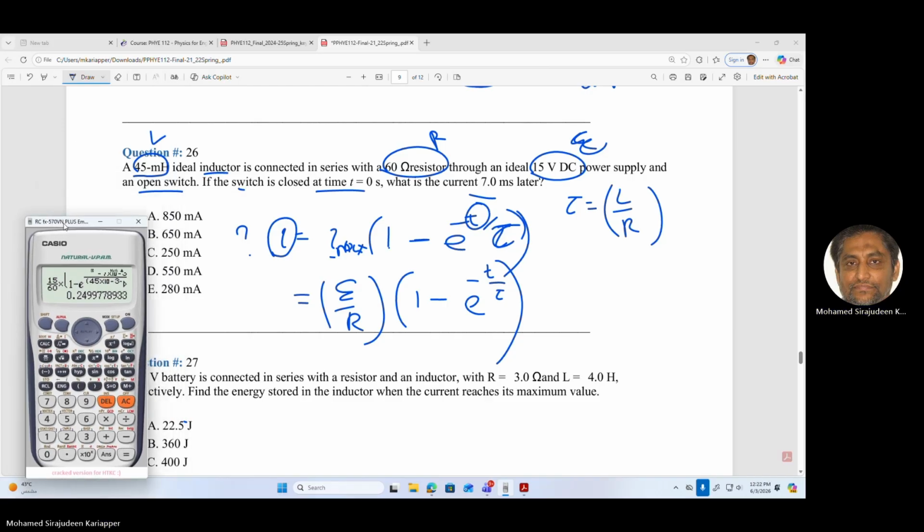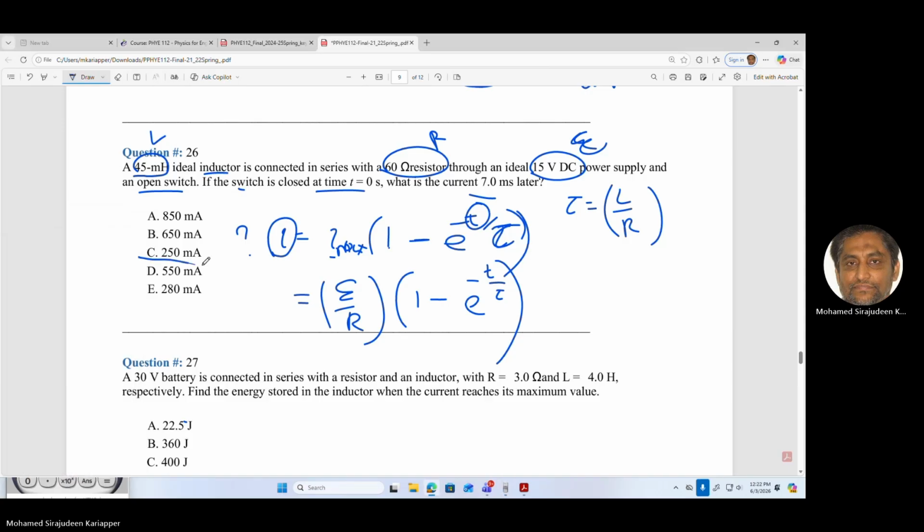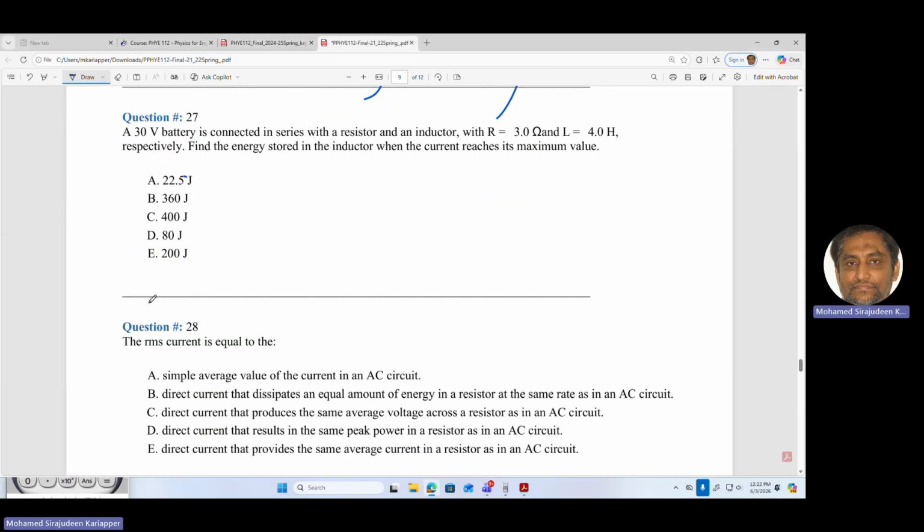0.249 amperes. That means 250 milliamperes. I didn't make any mistake in this one. Okay, number 27.